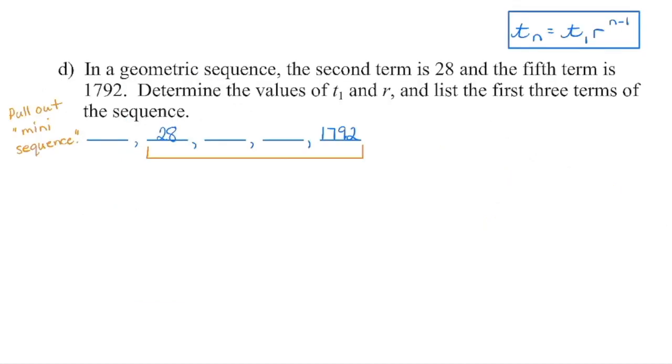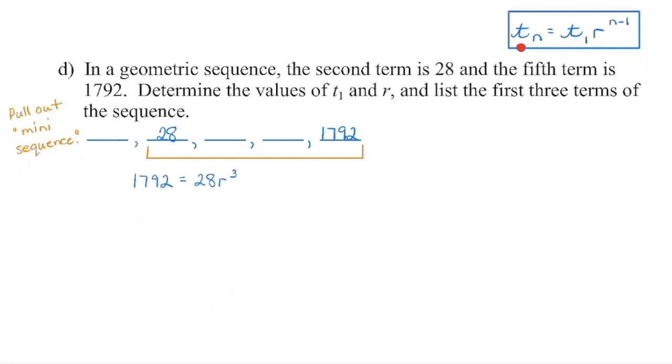In our next example here, we're told that we have a geometric sequence. We're given the value of the second term, and we're given the value of the 5th term. We're asked to determine the first term and the common ratio, as well as to list the first 3 terms of the sequence. We can begin similar to how we did with arithmetic sequences, where we can pull a mini sequence out of here and say if this is the first term, we're multiplying by 1, 2, 3 common ratios in order to get that term. So we can set those values into our formula here.